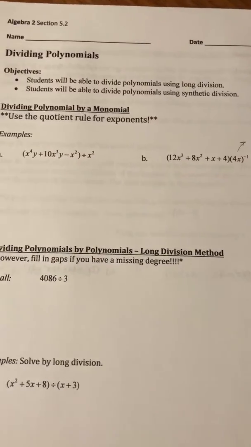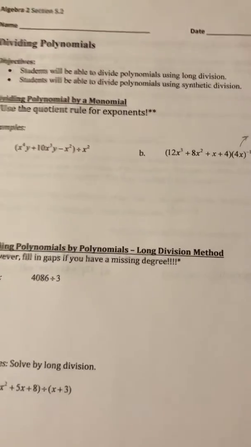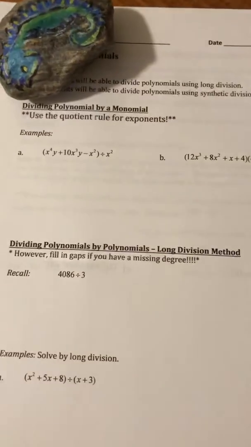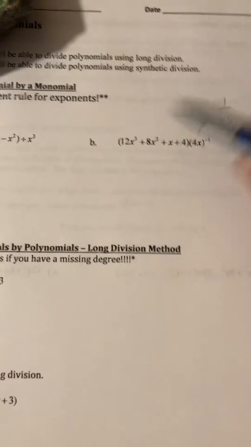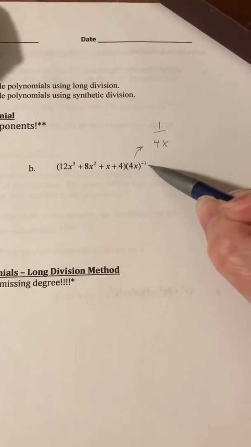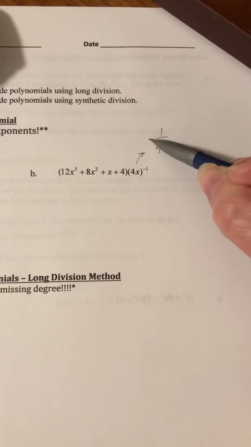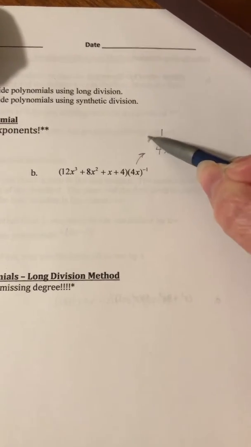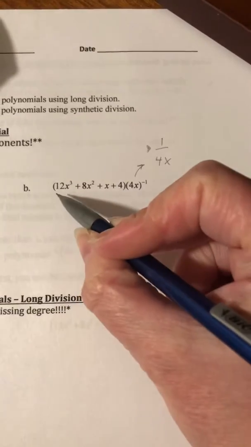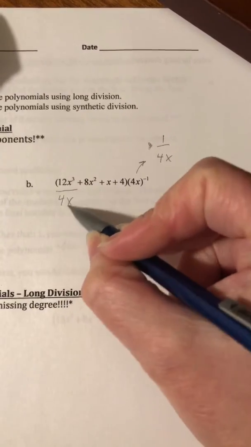So we're going to review dividing polynomials today, and we're going to start by dividing a polynomial by a monomial. So what we're going to do is basically use the quotient rule for exponents. I'm going to do letter B with you. This is being multiplied by 4x raised to the negative first, which is really being multiplied by 1 over 4x. So that means we're dividing this polynomial here by 4x. So what I'm going to do is I'm going to write 4x under each of those terms.